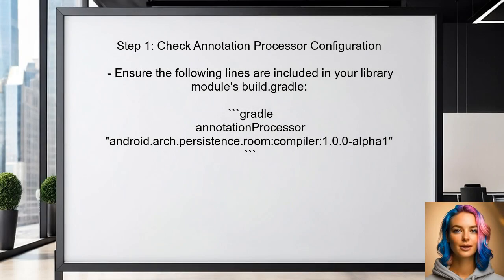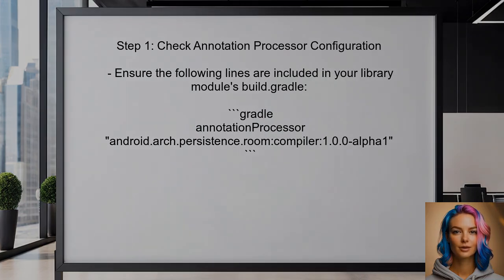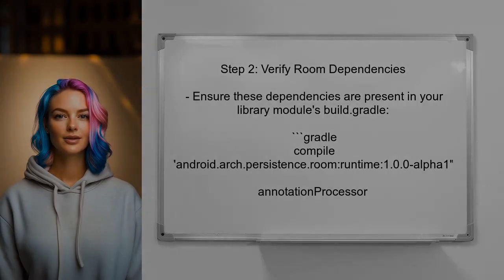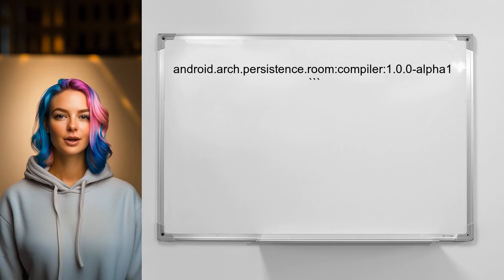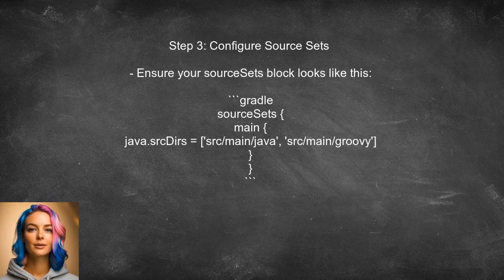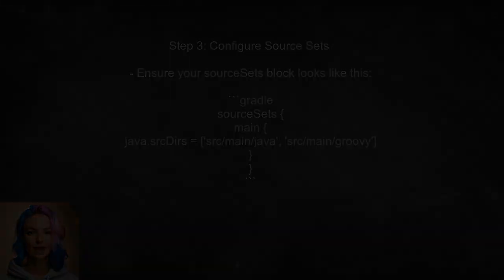To resolve the issue with the Android Room Persistence library, the user should first ensure that the annotation processor is correctly configured in the library module's Gradle file. Next, the user needs to verify that the Room dependencies are correctly added to the library module. This includes both the runtime and the compiler. The user should also check that the source sets are correctly configured to include both Java and Groovy directories. This is crucial for the annotation processor to find the database classes.